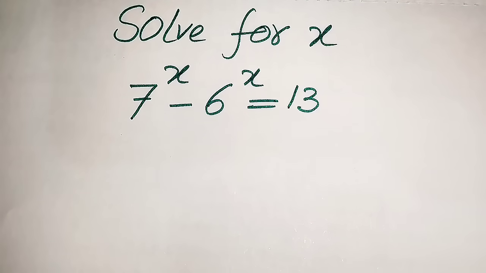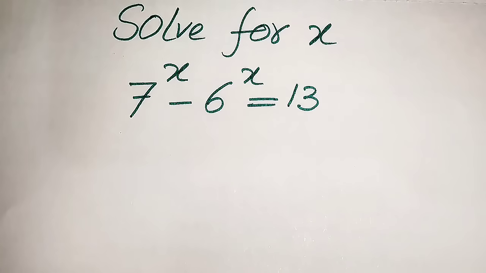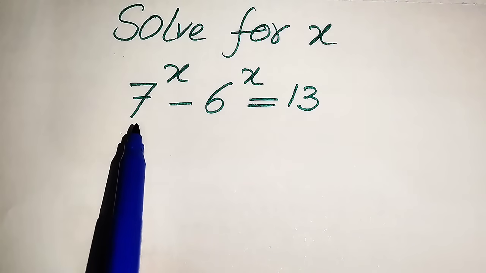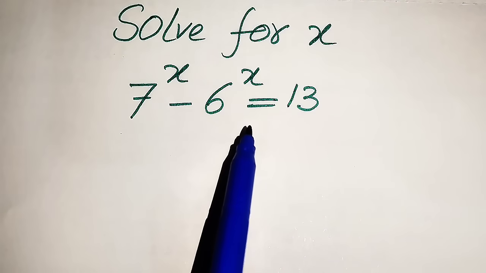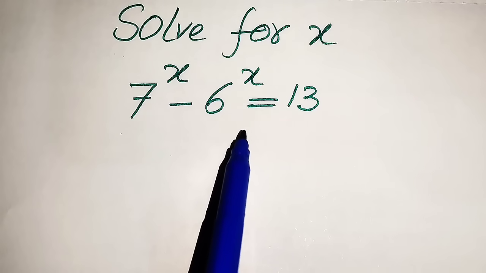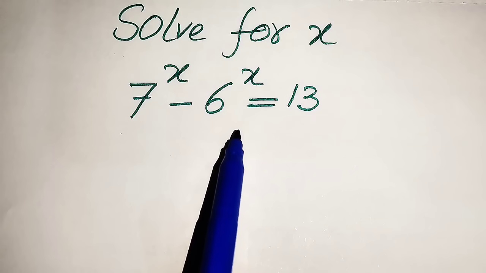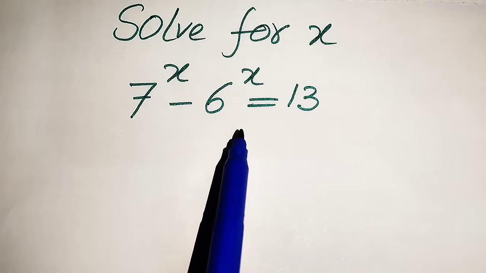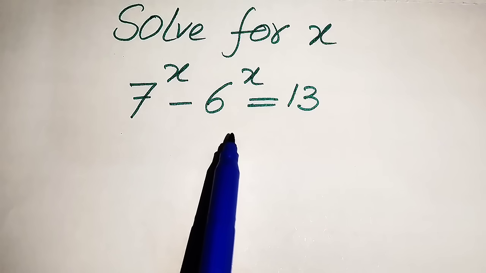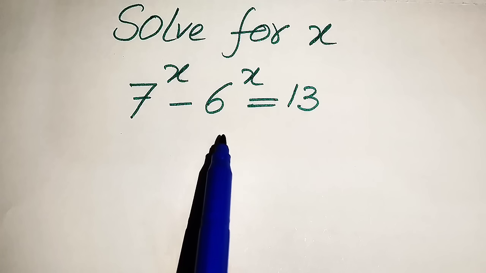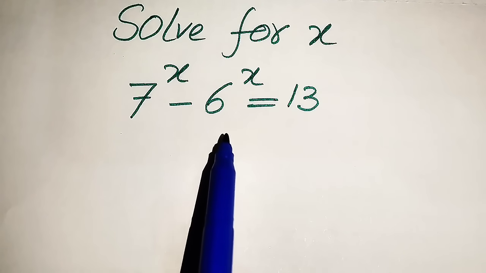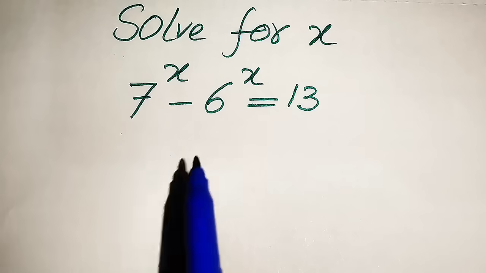Hello everyone, how to solve this problem for the values of x if we have 7 to the power of x minus 6 to the power of x is equal to 13, and we solve this problem for all the values of x. So here first we need to find all the roots of this equation, and at the last we will verify which of the roots are solutions and which of the roots are extraneous roots. So now we move toward the solution of this problem.